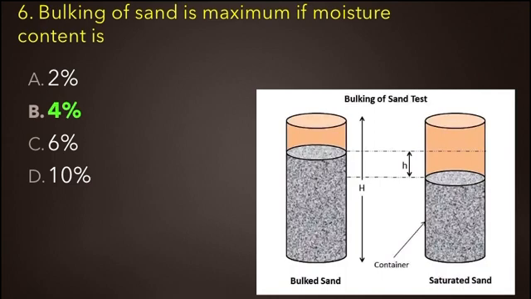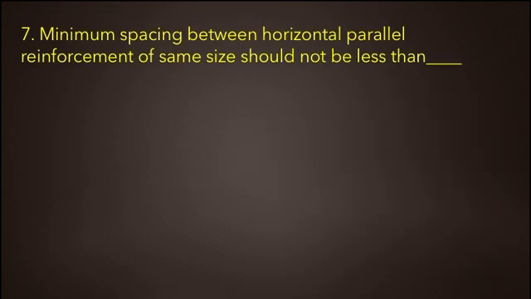If moisture is present in the sand, it makes the sand look bulkier, which may result in inadequate sand proportion in the concrete mix ratio. You can see how the bulked sand and saturated sand look. Let us see the seventh question.